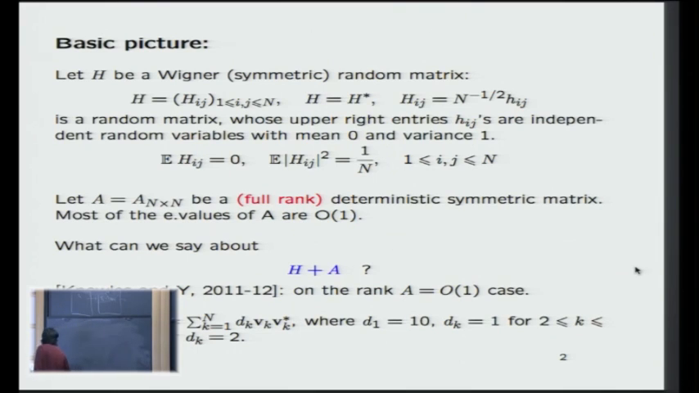Again, H is a Wigner matrix. It will look like this. Instead of the semicircle law, it will be something moved to here. Later, you will see this law, and you will see that one eigenvalue jumped out, because one of the eigenvalues of A is much larger than the others. So you will see one of them jumped out, and we call it an outlier. Okay, that's the basic picture.